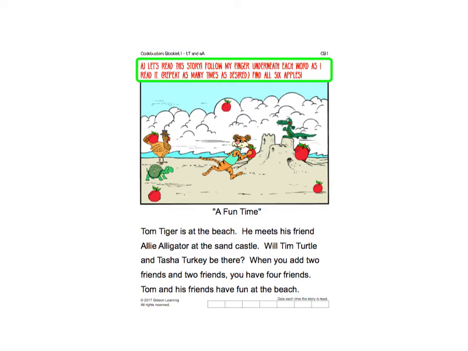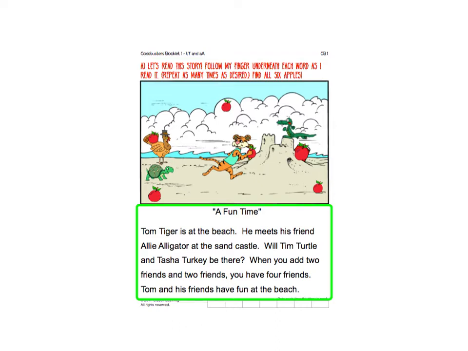Let's read them. Let's read this story. Follow my finger underneath each word as I read it. Repeat it as many times as desired. Find all 6 apples. So here's the story at the bottom, and we want you to follow along as you read with your finger so your child can incorporate the sounds and the letters together. You can also have the child identify all the 6 apples within the story, and this is just a fun activity with the story, but it can also help with their counting skills if you have them count aloud as they find the apples.